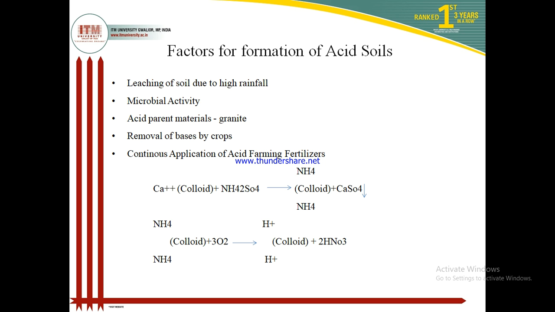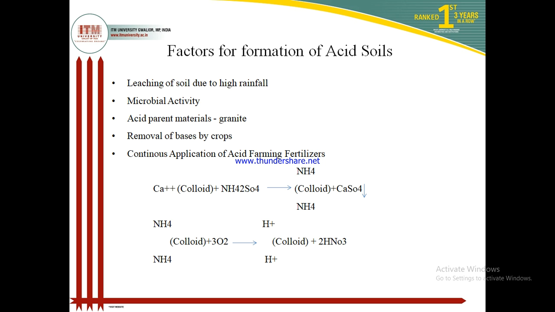Acid parent material: if any soil is formed from parent material which is acidic in nature, like granite, then in the long run it will form acid soils. Now removal of bases by crops. If some crops which require very high bases remove the bases from the soil, then mostly acidic soil is formed.